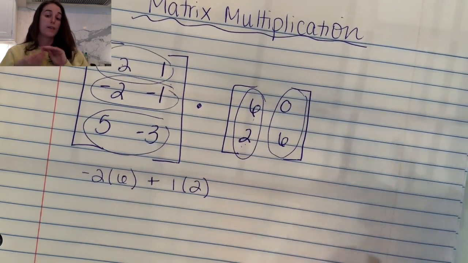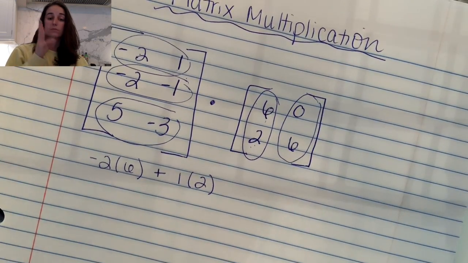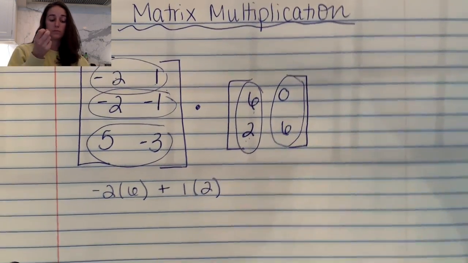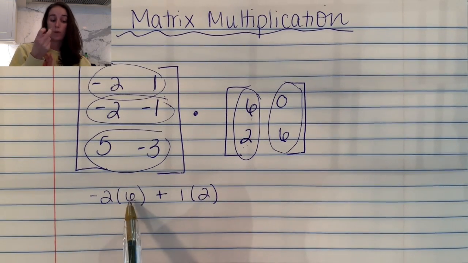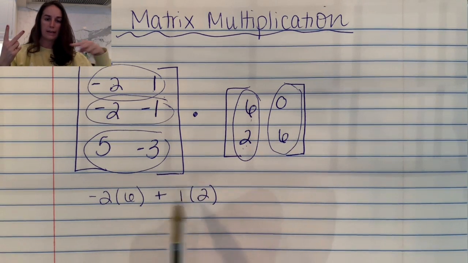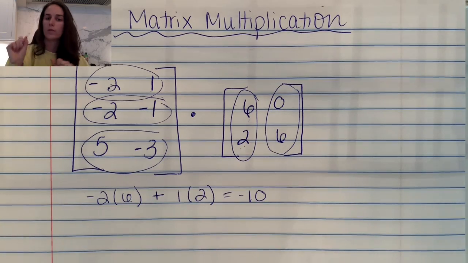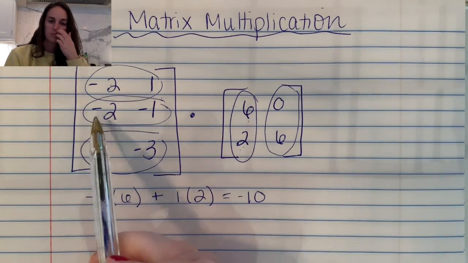1 times 2. -2 times 6 is -12, plus 1 times 2 is 2. So -12 plus 2 is -10. You can always use your calculator for that.